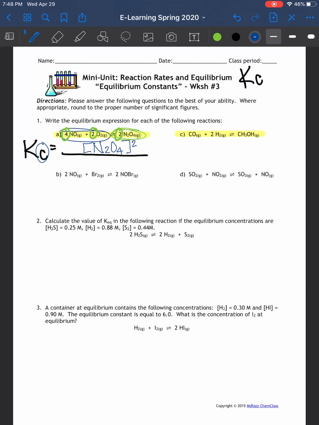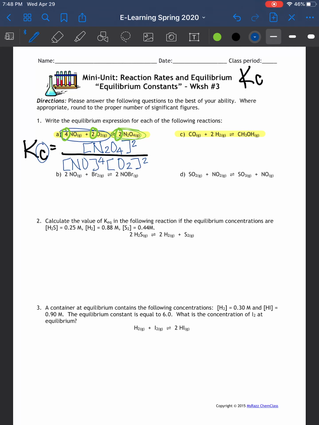That is divided by our reactants, products over reactants. My two reactants are NO, close brackets, raised to the fourth power, times O2, close brackets, raised to the second power. And that's it. Just remember products over reactants, and you just need to include your coefficients. If you're just writing the equilibrium expression, that is all you need to do.